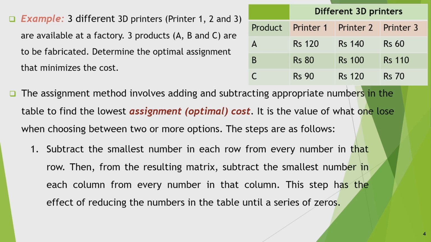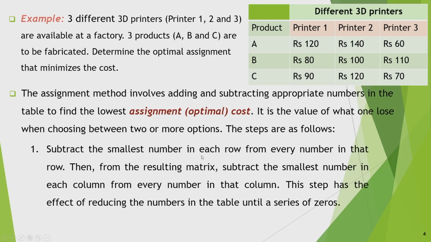And here the steps will be like this: you will do some relative analysis. Suppose you assign product A to printer 1, so you are paying 120, but effectively you are losing rupees 60, because otherwise also you have to assign it to printer 3. So 120 minus 60, that means 60 is the penalty you are paying. So we find out those penalties and we try to minimize them.